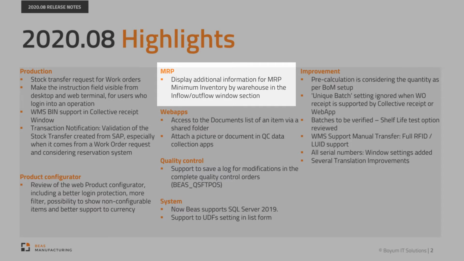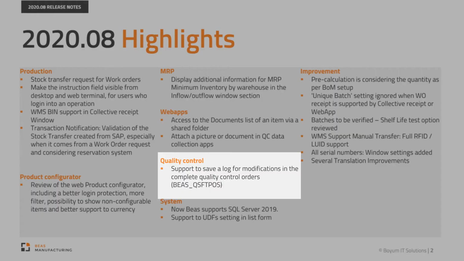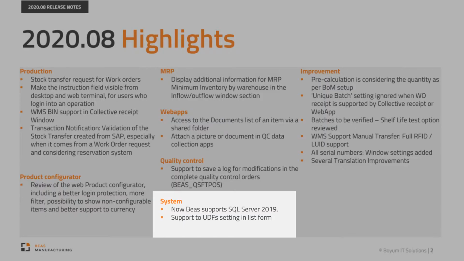In the MRP area, we now display additional information for MRP minimum inventory by warehouse in the inflow-outflow window section. For our web terminal, we added access to attach documents via a shared folder, and now we can attach images or documents in the QC data collection apps. In the quality control area, we added support for the log for modifications in the complete QC orders. System-wise, Beas now supports SQL Server 2019 and supports the setting of UDFs in a list form.